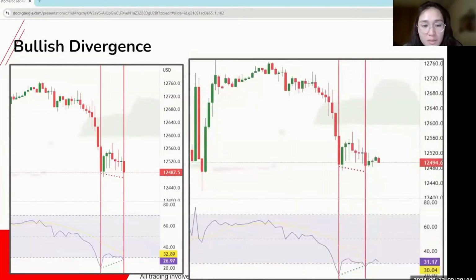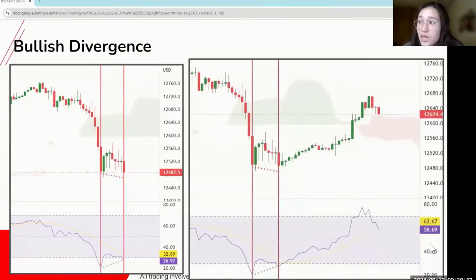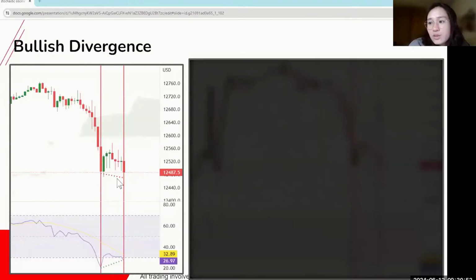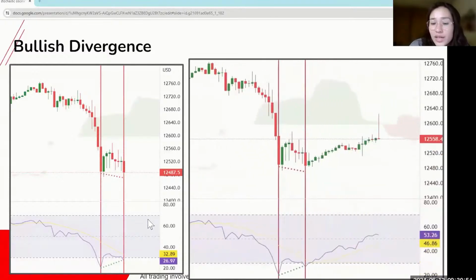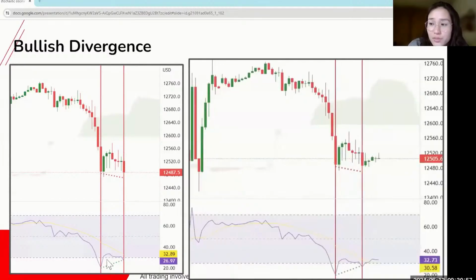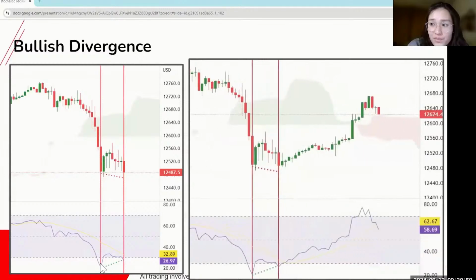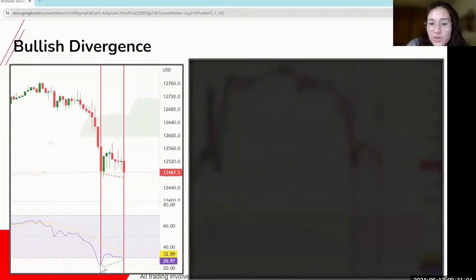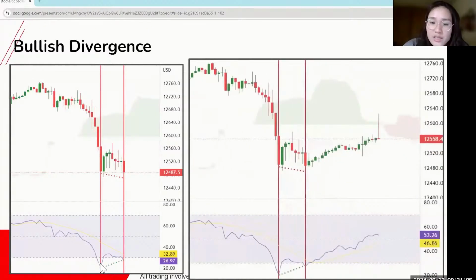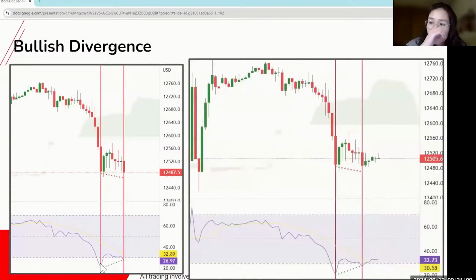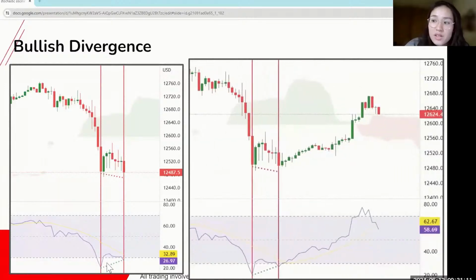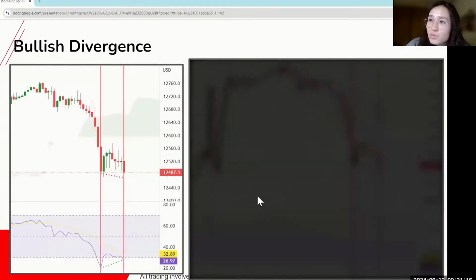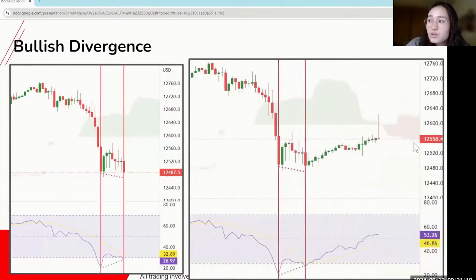Another example for bullish divergence. Here's a little bit smaller. You can see price making a lower low, RSI making a higher low. Another point is that RSI is actually moving below 30, which, if you remember earlier, is a sign that price is oversold. So it could be a sign that price is going to rise again. You can see after this bullish divergence, price did continue to rise.